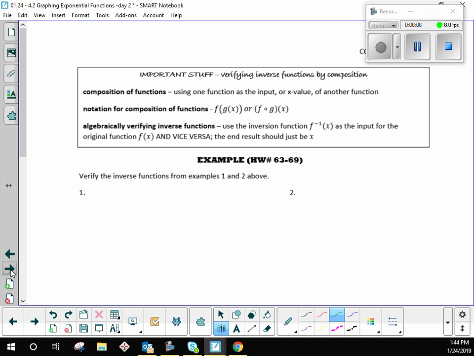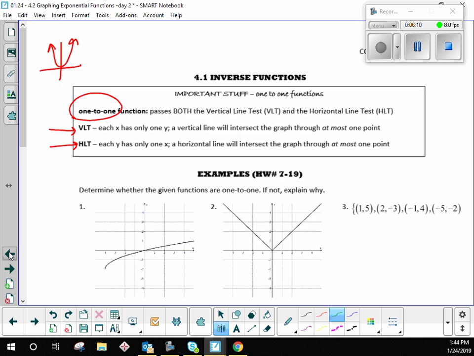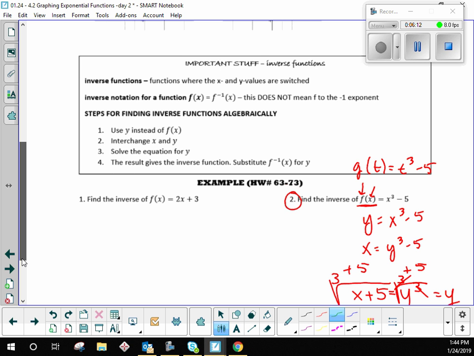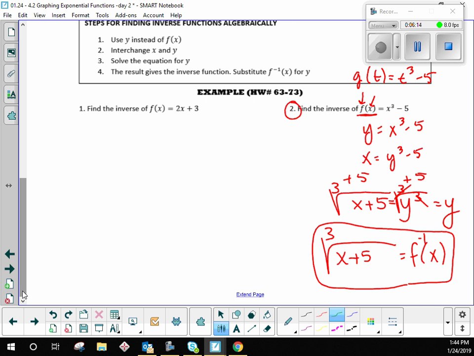And so what I'm about to cover is this concept that was on the back of the notes. I'm going to do right here for number 2. On the back of the notes, it talked about composition of functions. Here's what that means. A composition means one function is the input for another function.